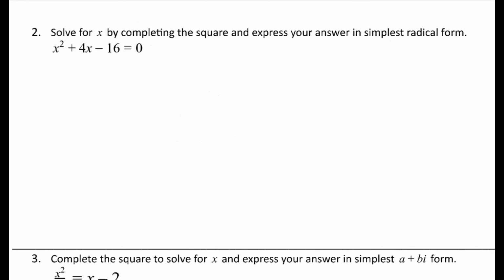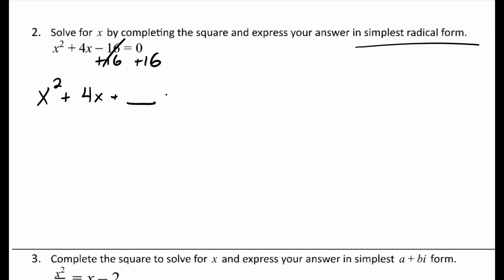Number 2. Solve for x by completing the square and express your answer in simplest radical form. So in this case, there might need to be some simplifying I do under the radical before I finish. So I'm going to follow those same steps. I'm going to move that constant term over to the other side. And notice how I write my next step. I'm going to leave a space on both sides of the equation to add that b over 2 squared.